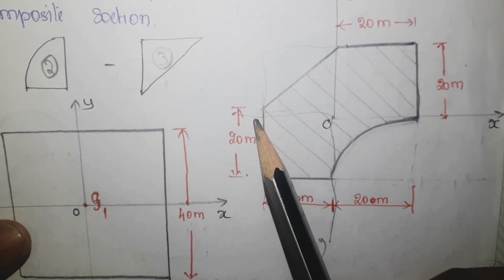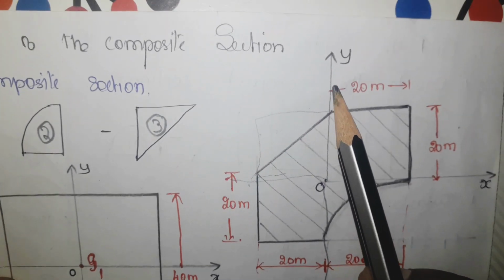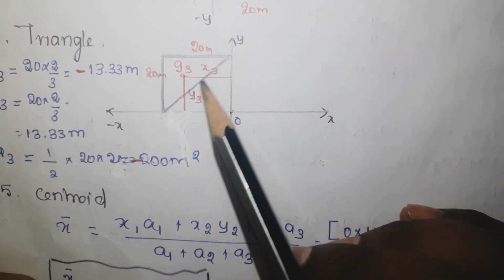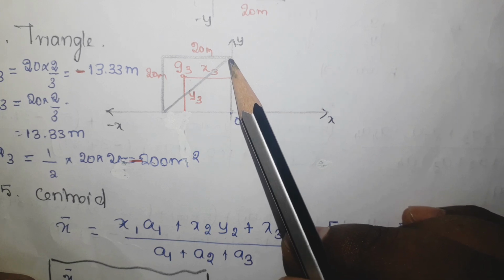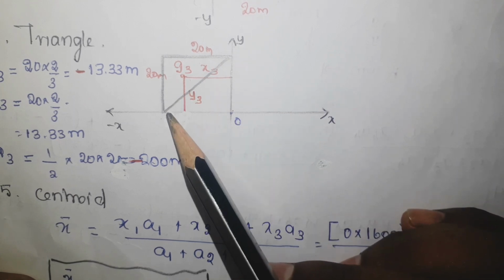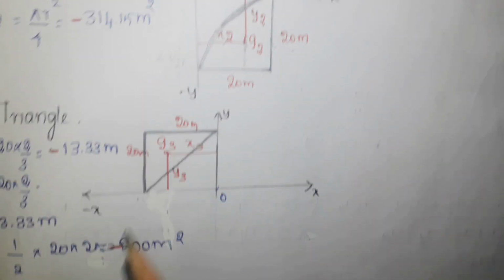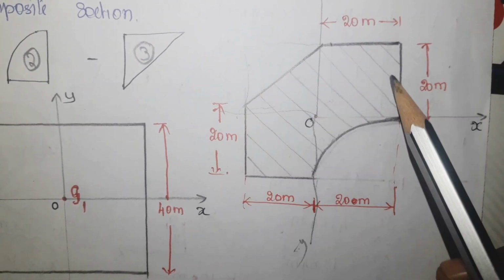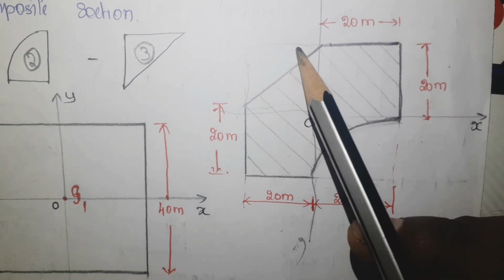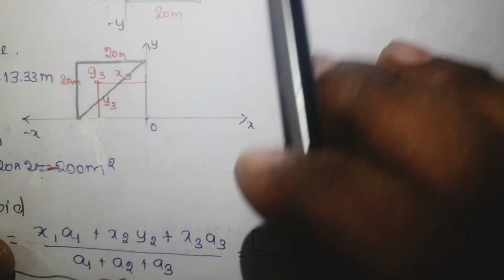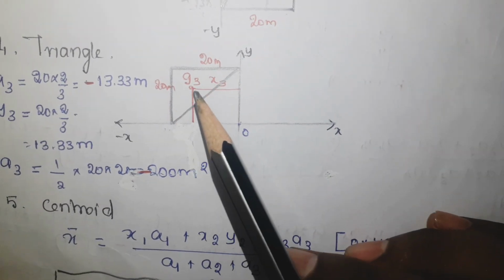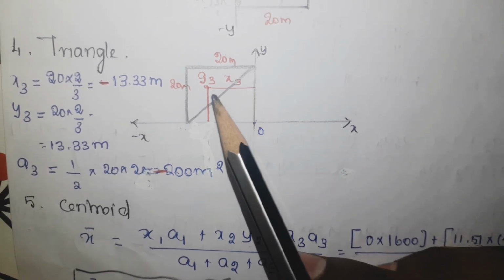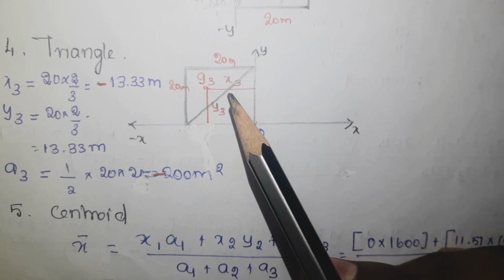You see here, one end is touching the x-axis, and the other end is touching the y-axis. So this is what I have drawn. This is the triangle, and one end of the triangle is touching the y-axis and the other end is touching the x-axis. Now this distance is referred to here as 20. Similarly, this distance is referred to as 20 meter. So 20 into 20 meter, this is G3. Now I want to know this distance x3.